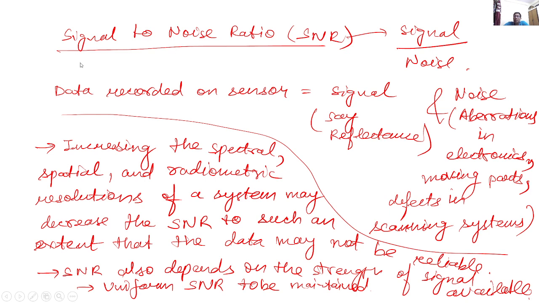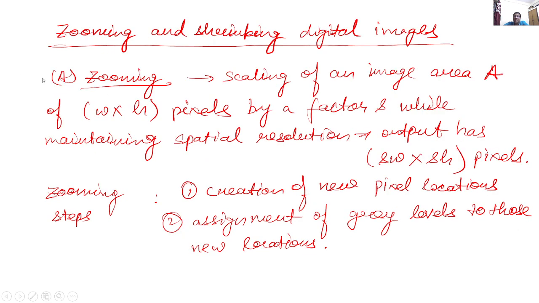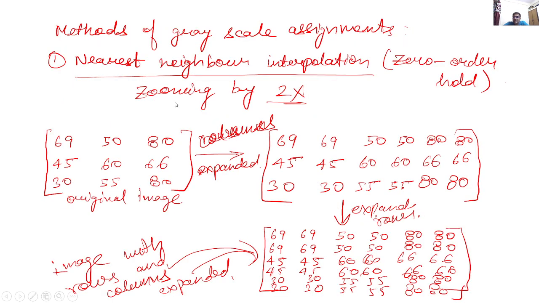We also understood what the signal to noise ratio is, and how the bandwidths are decided based on the signal to noise ratio. And finally, we took up a couple of examples to show the zooming and the shrinkage of images.